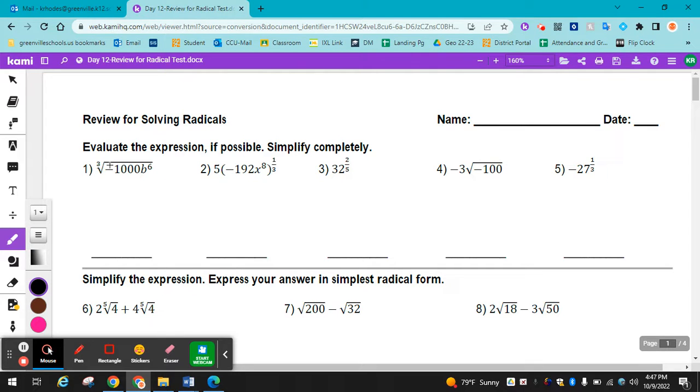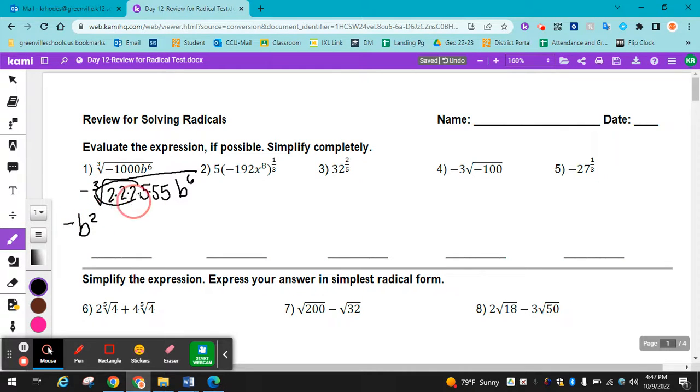With cube roots, remember your cube root can be negative. So I'm just going to pull the negative out in front and break down 1,000. 1,000 is 3 2s and 3 5s. And then with B's, you can write out 6 B's, but you're grouping them in 3s. If you take 6 and group them in 3s, that is 2 groups of 3. So B squared comes outside.